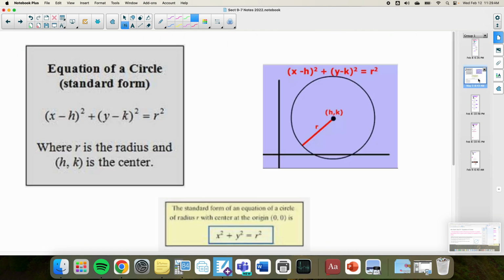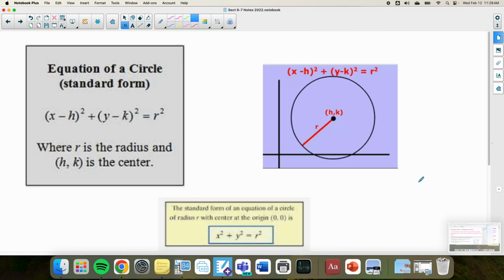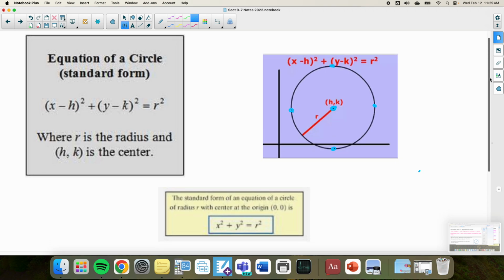So if I look at this page right here, again, this is the equation of the circle, where r is the radius, and again, you take the square root of r squared, and h, k is the center. Once you get that, what we're going to do today is plot the center of the circle, and then I'll show you how you would count out to the right, count up, count left, count down, and you make those 4 dots, and then you would draw your circle from that. So you have x minus h squared and y minus k squared.